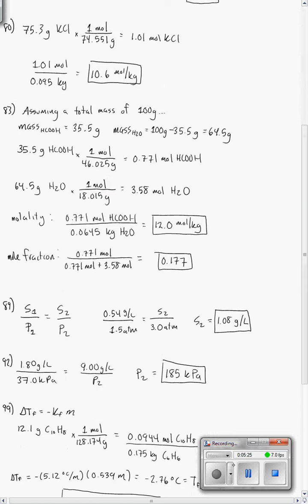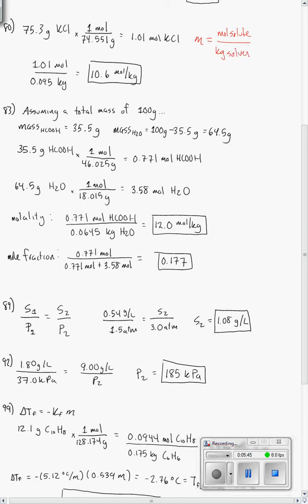Question 80 involves calculating molality. Molality is different than molarity. Molality, which we abbreviate with a little italic m, is equal to moles of solute per kilograms of just solvent.